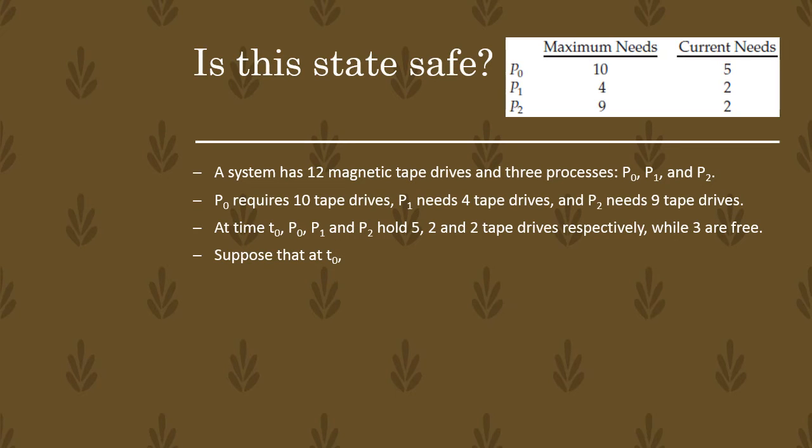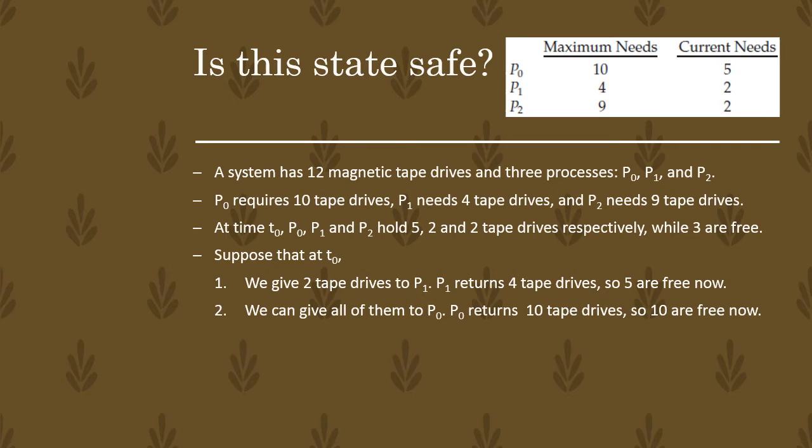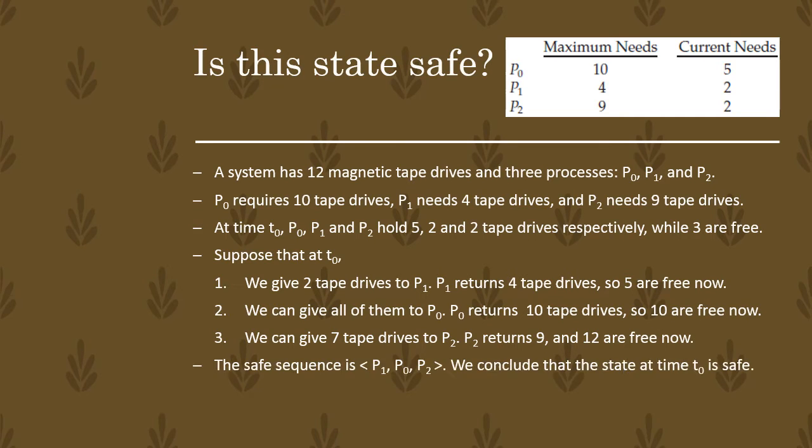Suppose that at T0 we give 2 tape drives to P1. P1 returns 4 tape drives, so 5 are now free. We can give all of them to P0. P0 returns 10 tape drives, so 10 are free now. We can give 7 tape drives to P2. P2 returns 9 and 12 are free now.